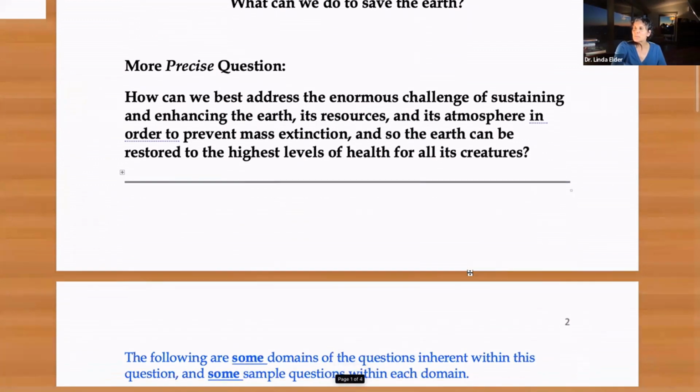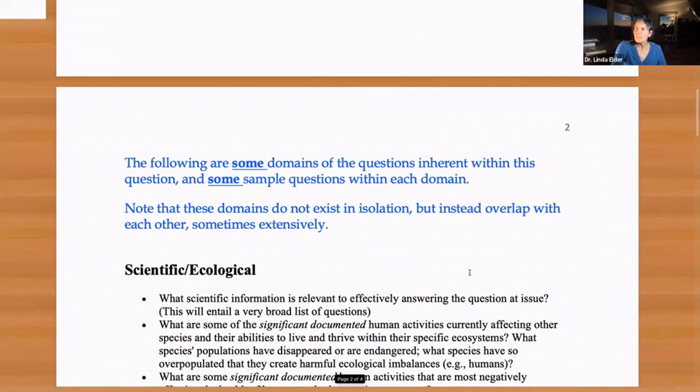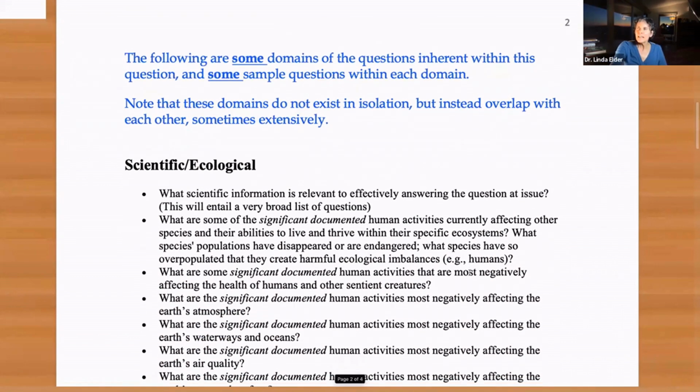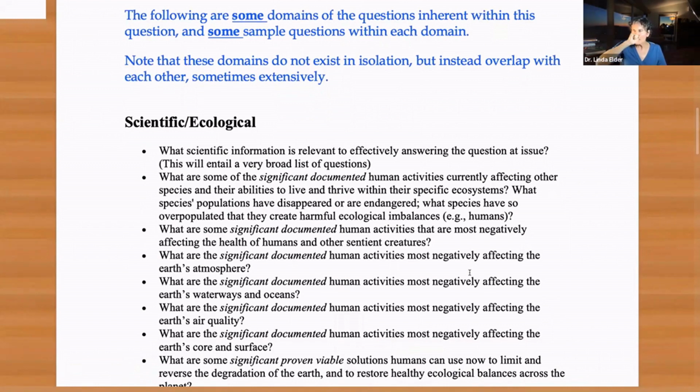And I've prepared for you some domains within the question and some of the questions within those domains, but only some of them. Remember the diagram we were looking at with all of the domains around, and I was saying, well, we would have to include this and that and that. Well, here are some of the domains that I have included as a starting place.